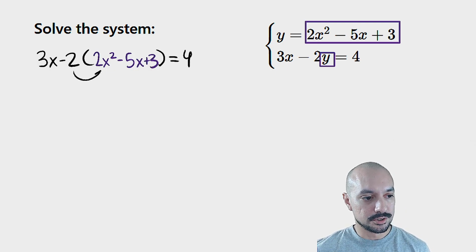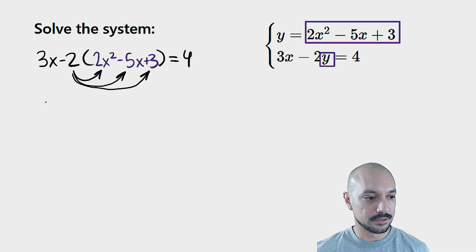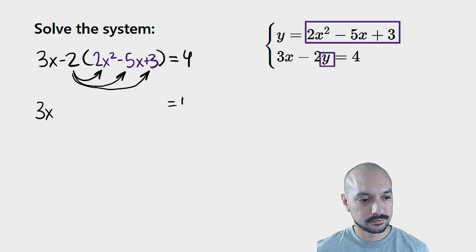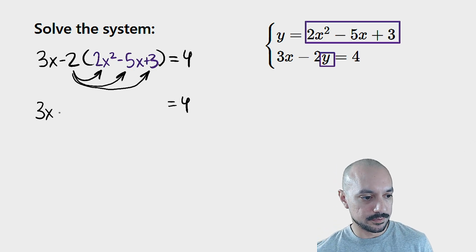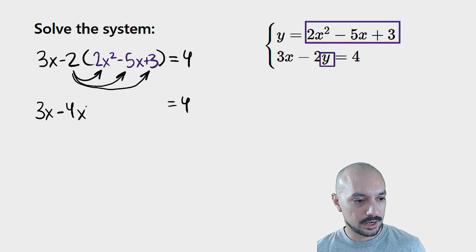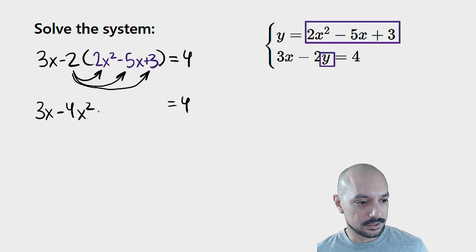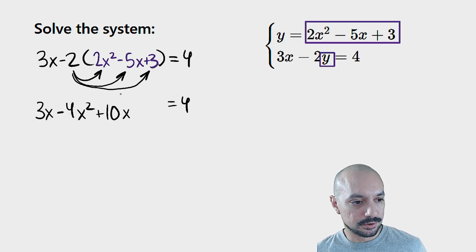I'm going to go ahead and do distributive property. We're going to multiply all three of these terms by -2. All right, let's start. -2 times 2x squared gives me -4x squared. -2 times -5x gives me a positive 10x. And -2 times a positive 3 gives me a -6.